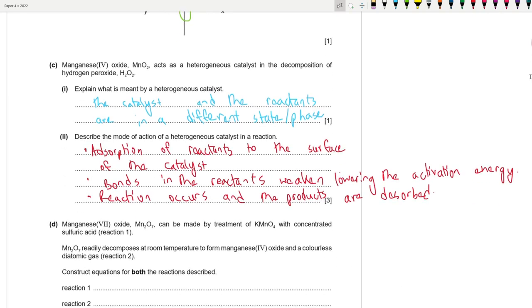Okay, so Mn2O7 can be made by treatment of KMnO4 with concentrated sulfuric acid. So let's try to construct these equations. KMnO4 will react with H2SO4 to form this compound, Mn2O7. So we need two of this minimum. So clearly the salt will be potassium sulfate. Okay, so you guys need to figure this out.